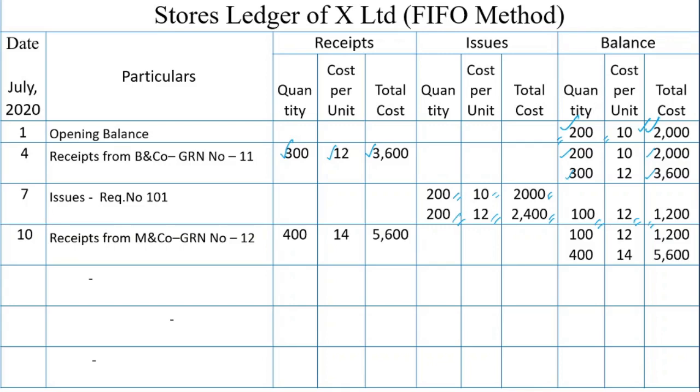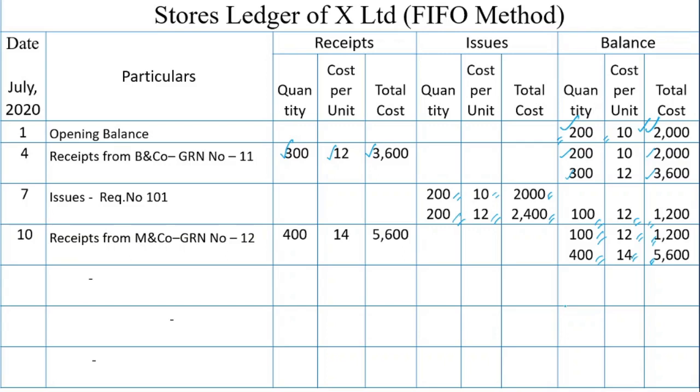So already we are having the old stock, that is 100 units, 12 rupees, 1200, and the present receipt is 400, 14, 5600. So right now the balance is different stocks with us. One is 100 units at 12 rupees, another one is 400 units at 14 rupees.